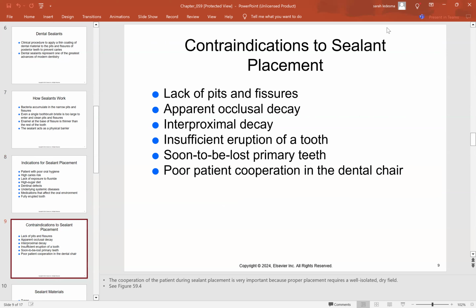When we wouldn't use a dental sealant is when a patient has a lack of pits and fissures, or already has decay on the occlusal surface. We wouldn't use this on interproximal decay, insignificant eruption of the tooth, or a soon-to-be lost primary tooth, and in a patient who would have poor cooperation in the dental chair.